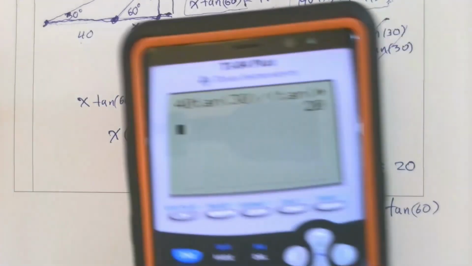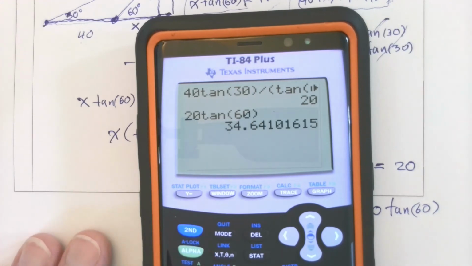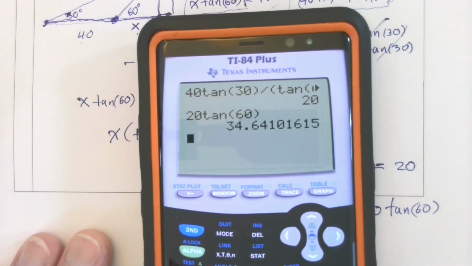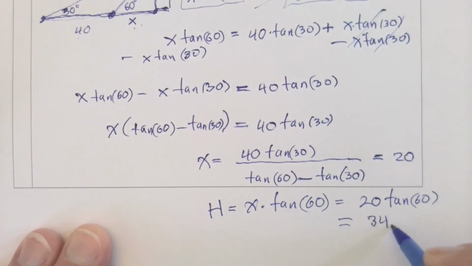20 times tangent 60 is 34.6 meters tall. And they don't tell us anything about how to round it, so I'm just going to round it to the nearest tenth. 34.6 meters is the height of the building.